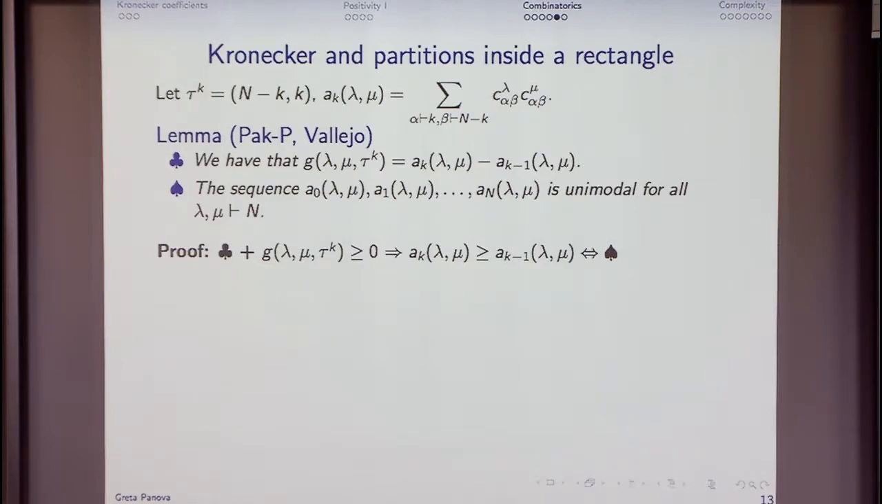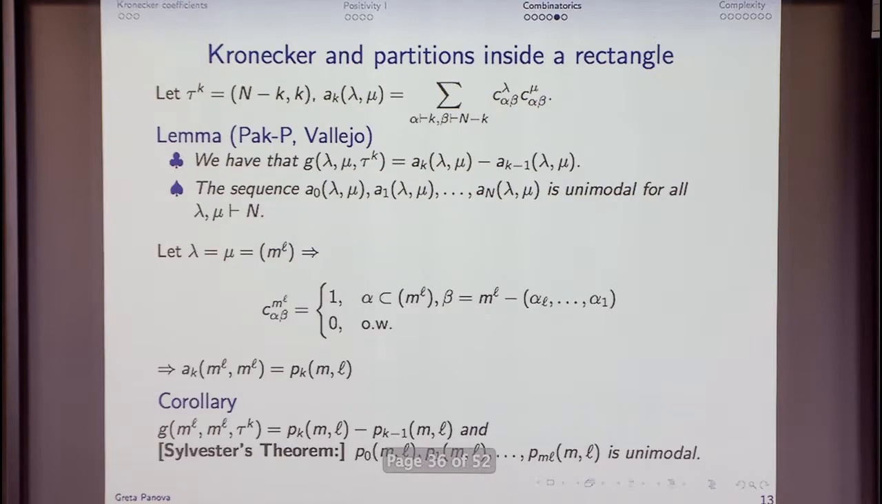Now, this is some kind of mysterious sum. What does it have to do with partitions in a rectangle? Well, if we take lambda and mu to be the rectangles themselves, then it's very easy to see that the Littlewood-Richardson coefficients are just 0 and 1. In fact, for each partition that fits in the rectangle, we have exactly one partition beta for which this is exactly 1. This coefficient is then just counting the number of partitions that fit inside the rectangle. So we get this formula: the Kronecker coefficient for two rectangles and a two-row shape is the difference of consecutive numbers in the q-binomial coefficient expansion, exactly what Sylvester was counting.